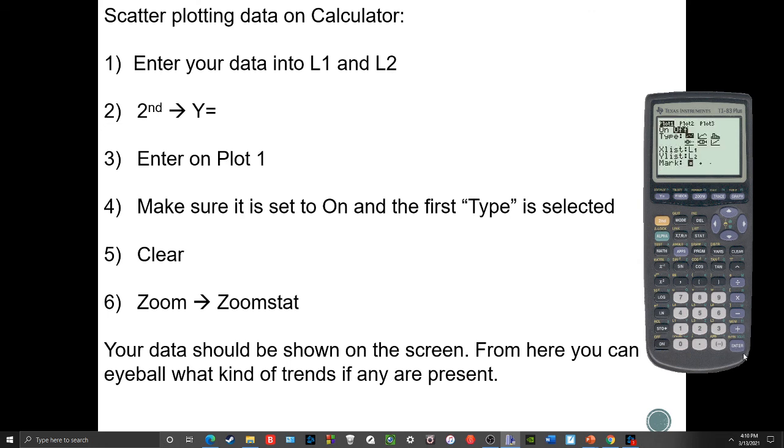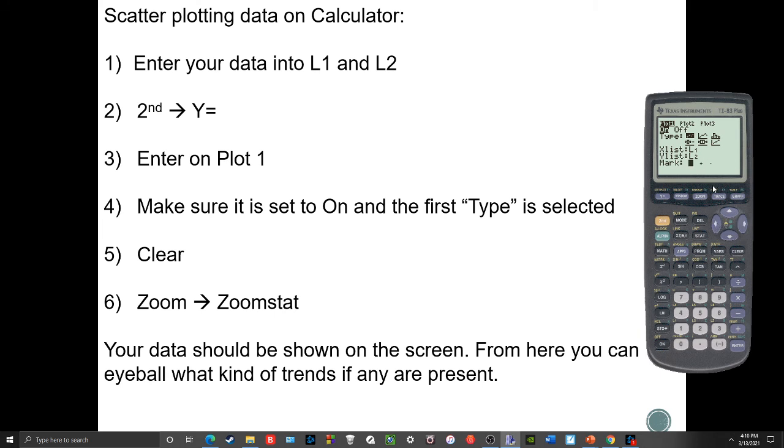We're going to set it to on, and we're going to make sure that the first type is selected right there. Make sure that our two lists are entered correctly. Again, it doesn't really matter which one's which. You can pick which type of graphical display you want. It really doesn't matter. I recommend not doing this one because, at least for me, it's hard to see. But either of these other two would work well. But if you've got really keen eyesight, then maybe you do that one.